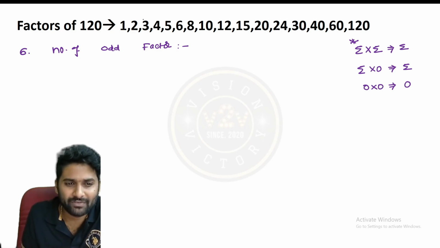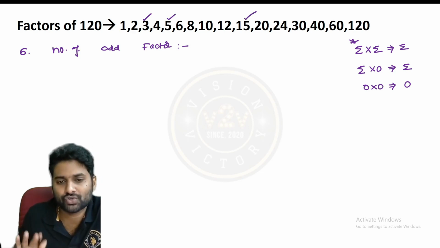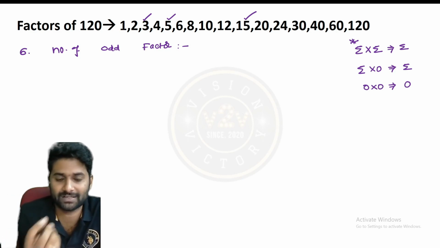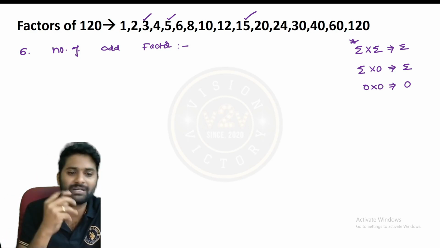If you go through the manual approach, the odd factors are 3, 5 and 15. You can choose option 3. But again, it is time taking. If it is a small number, you can recognize the odd factors, but if it is a huge number, it takes time.